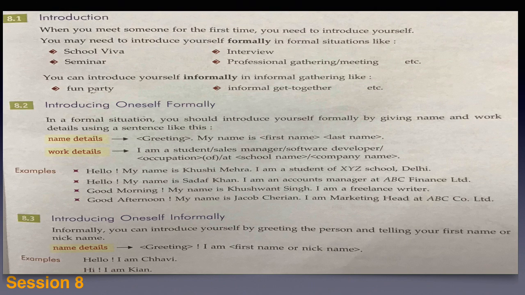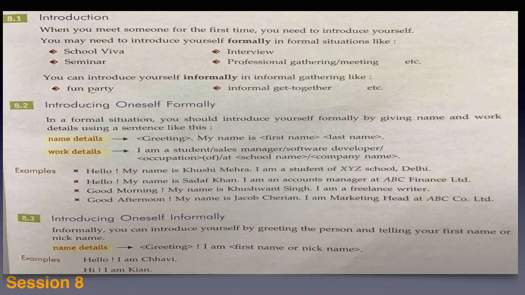Now in the examples, there are a few situations written here. Hello, my name is Khushi Mehra. I am a student of Brightland School or XYZ School. Here it's written as it is in Delhi, right? Hello, my name is Sadaf Khan. I am an accounts manager at ABC Finance Limited. So these are formal introductions. Whenever you need to introduce yourself formally, you use this kind of introduction method.